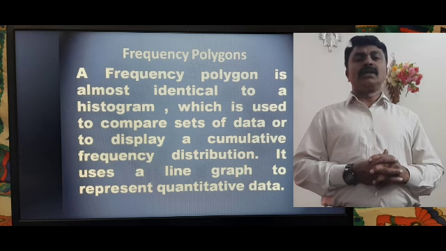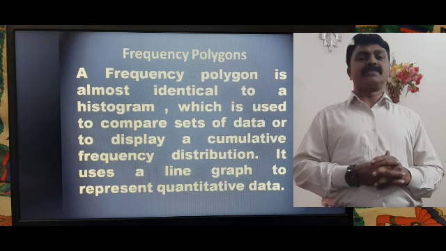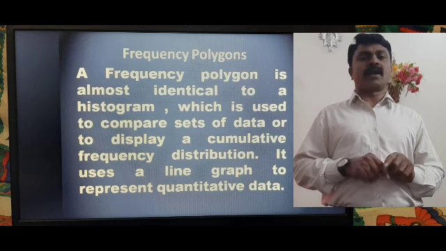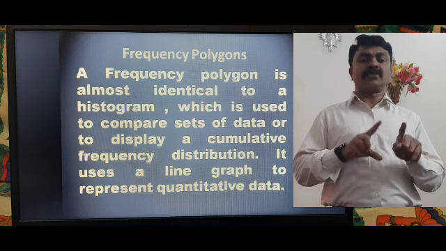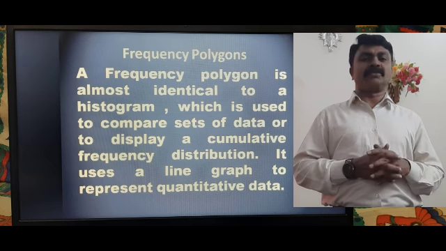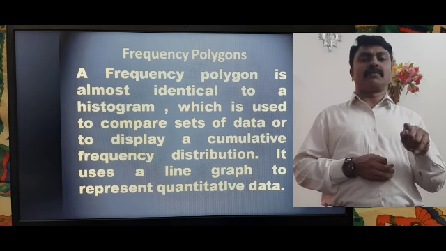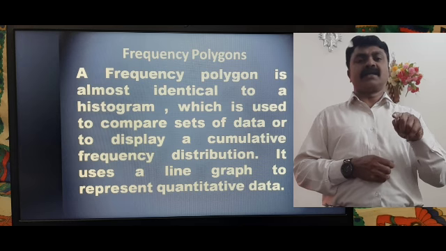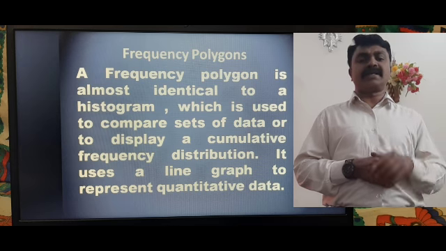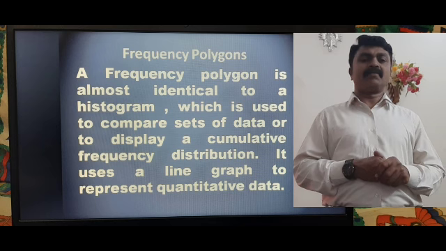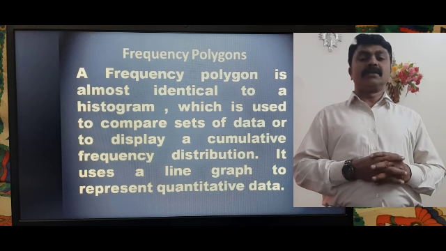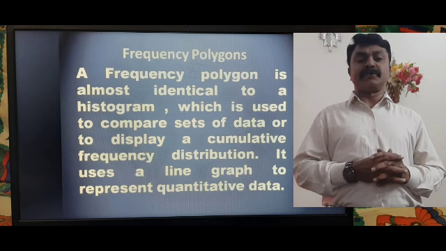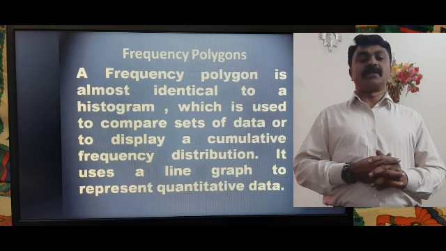This data is also used for comparative analysis or graphs. The histogram looks like a bar chart, but the frequency polygon is like a graph. It's a straight and bending curve. Then we can get it as a line. It also displays a cumulative frequency distribution. It uses a line graph to represent quantitative data.